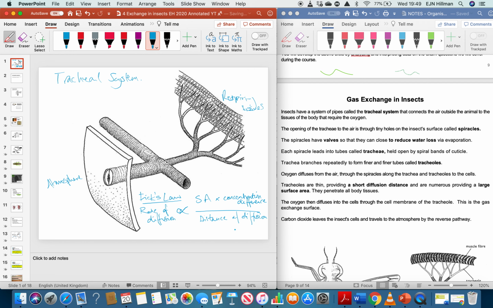So to achieve a greater rate of diffusion, it's important to have a large surface area, to maintain or in some way increase the concentration difference, and to minimize the distance of diffusion. And as we go through and look at the tracheal system in insects, we'll see how each of those factors is accounted for.